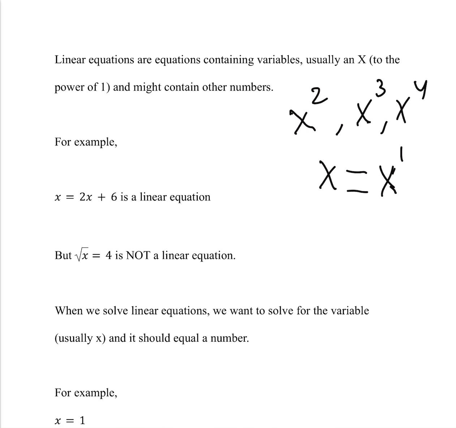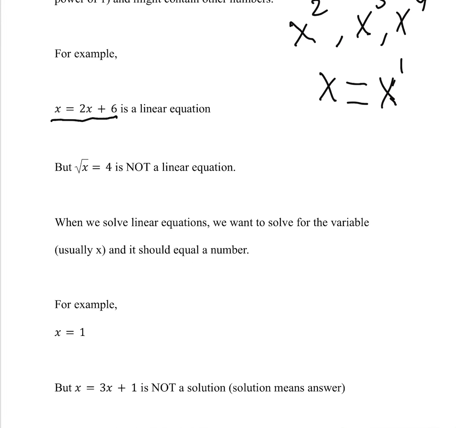And it might contain other numbers as well. So for example, 2x plus 6 is a linear equation because it has x's to the first power and nothing else other than numbers. The square root of x equals 4 is not a linear equation because the square root of x equals x to the 1/2. We're going to get into exponent laws in other videos, but note that this is not a linear equation because it's a different power other than 1.